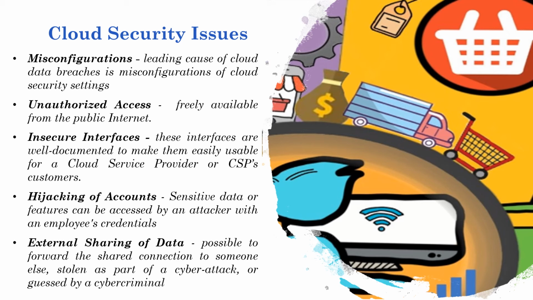And then we have the external sharing of data. So the cloud is designed to make the data sharing easy. So many clouds provide the option to explicitly invite a collaborator via the email or to share links that enable anyone with a URL to access the shared resource. So it is possible, class, to forward the shared connection to someone else, stolen as part of the cyber attack or guessed by a cyber criminal, giving the shared resource unauthorized access. So furthermore, this link-based sharing makes it difficult to remove the access to only a single shared link user. So those are the cloud security issues.